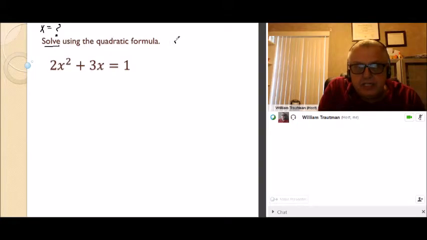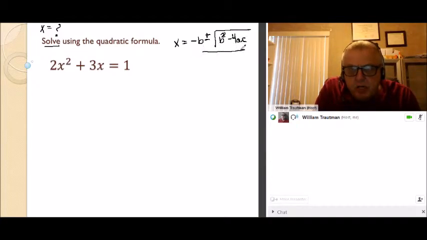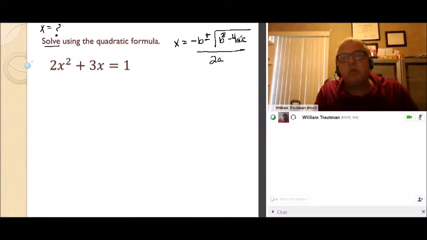And the quadratic formula is x equals negative b plus or minus the square root of b squared minus 4 times a times c, all divided by 2 times a. So that's the quadratic formula, okay?